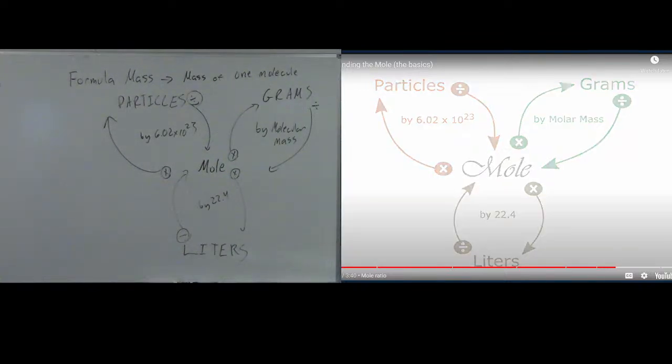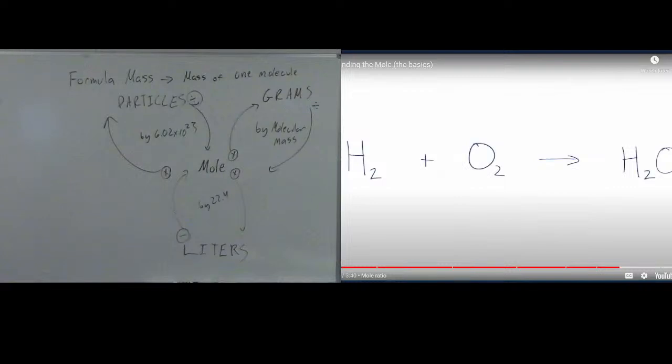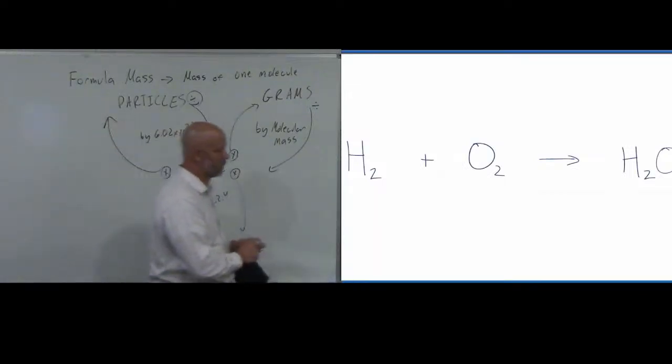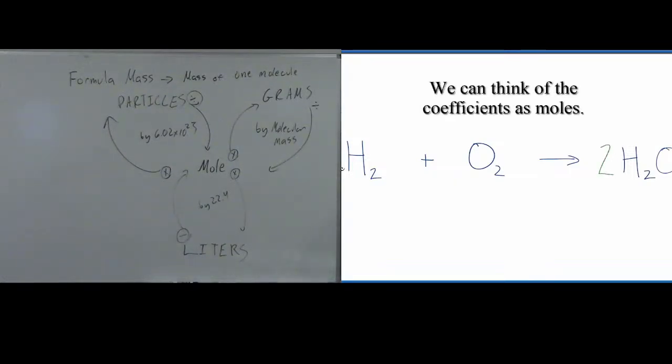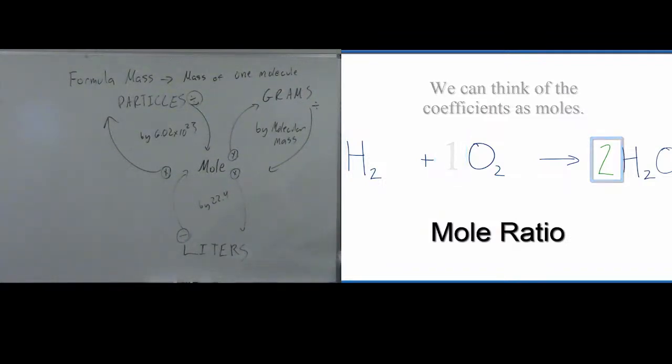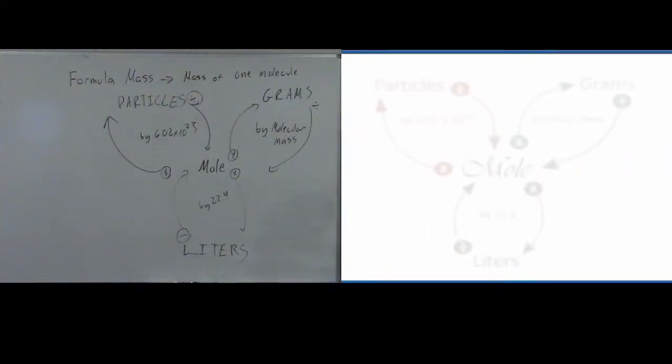Related to a chemical equation. So here we have the formation of water from hydrogen gas and oxygen gas. We could balance the equation like this, and we can think of the coefficients as moles. In fact, we think of them as a mole ratio. So we have 2 moles of H2 plus 1 mole of O2, we get 2 moles of H2O. And we can use this ratio to solve more complex stoichiometry problems.